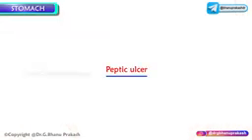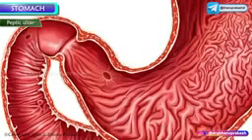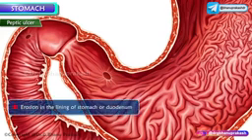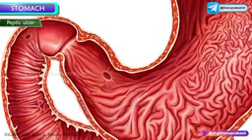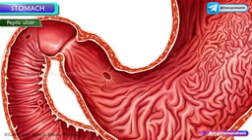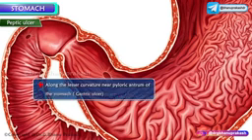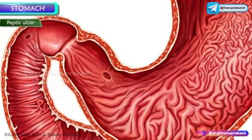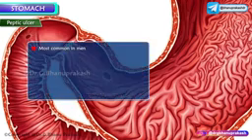Next is the peptic ulcer. It is the condition which is seen when there is erosion in the lining of the stomach or duodenum. For example, a gastric ulcer is most commonly caused by H. pylori, but it is also caused by stress, and excessive secretion of acid as well as pepsin. The most common site is along the lesser curvature near the pyloric antrum of the stomach, which is called a gastric ulcer. And gastric ulcer is more commonly seen in men.